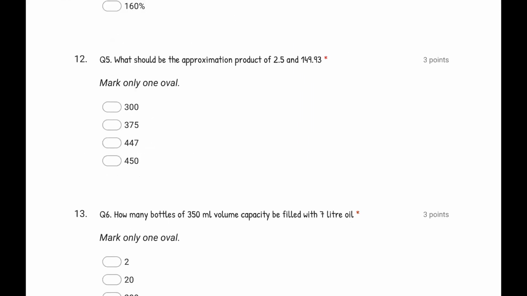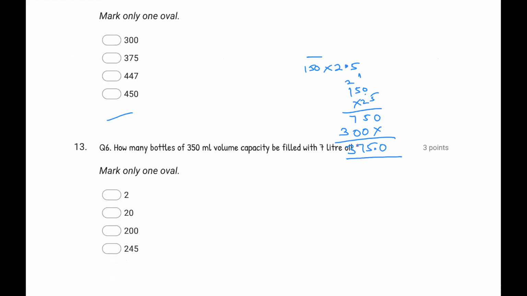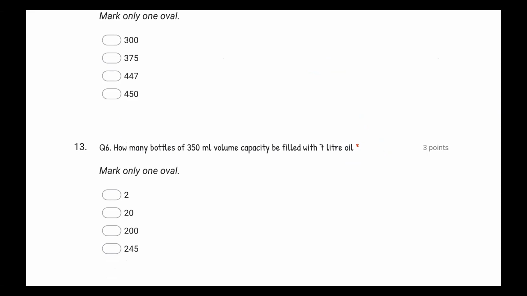And next, what is the approximation product of 2.5 and 149.3? Here 149.3 is nearly 150. If you do 150 into 2.5, what will you get here? 150 into 2.5 is 375. The approximation value is 375. And the nearest values is a very important topic for the exam.